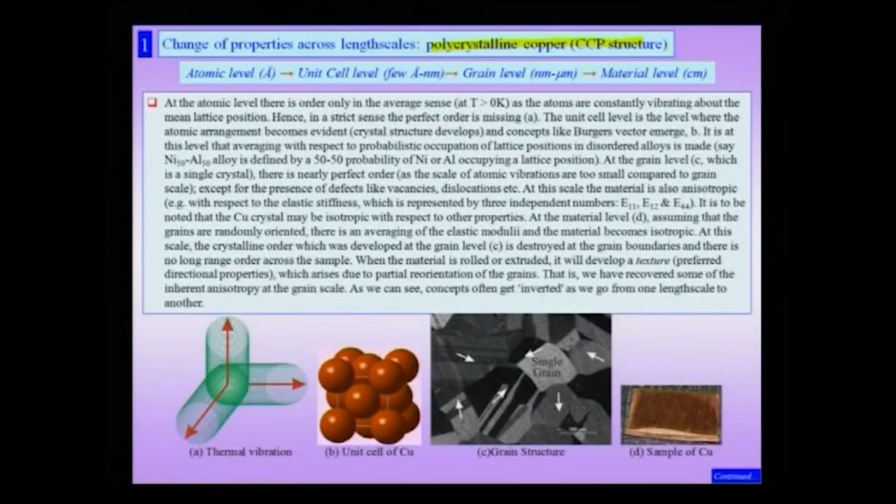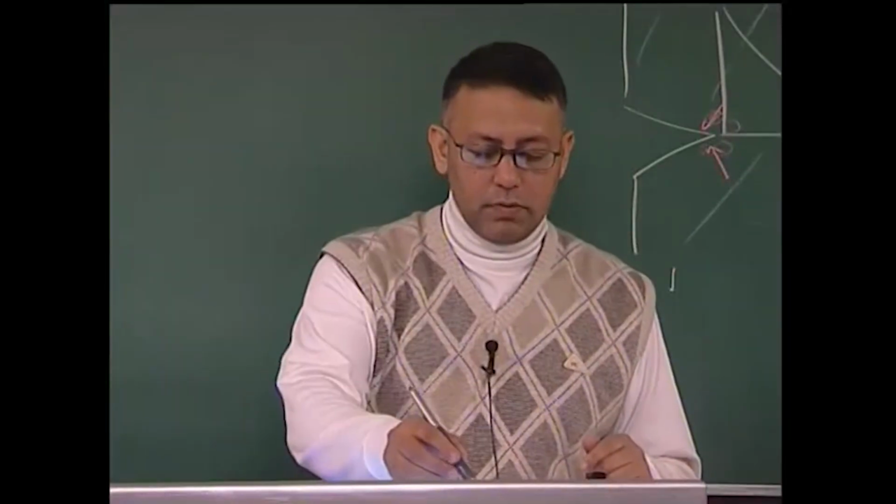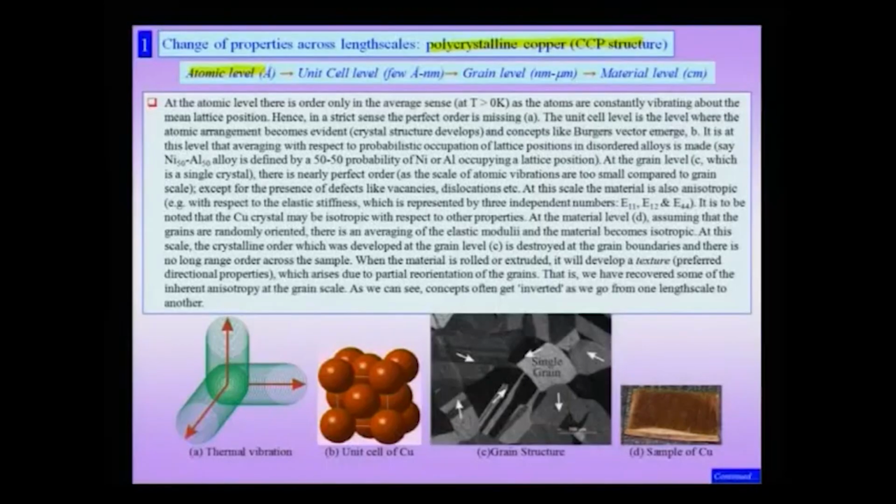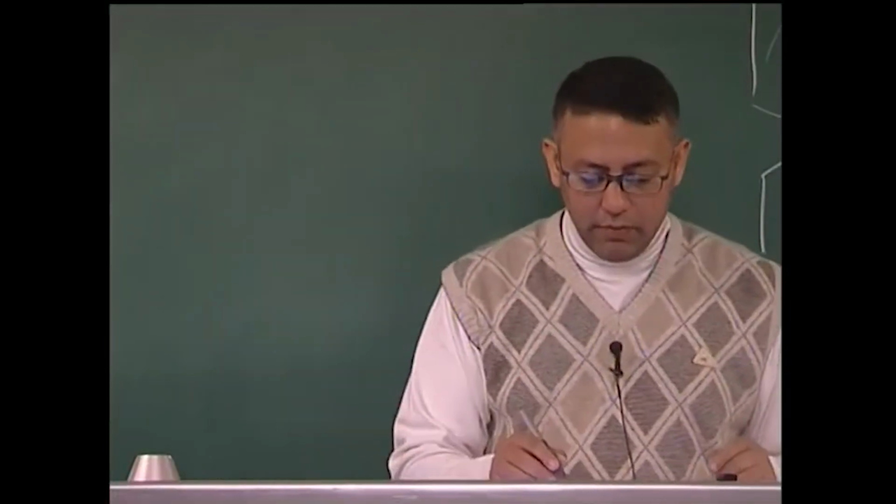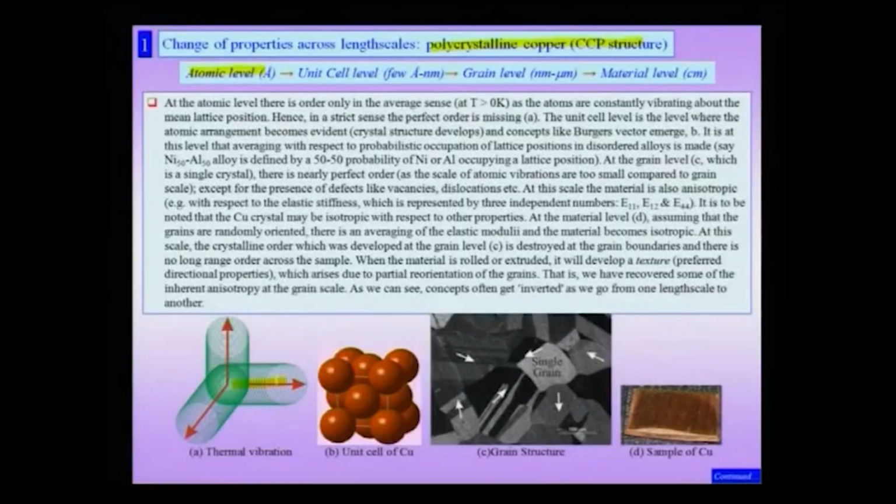So, what is the first length scale I need to talk about in the case of a copper polycrystal? The first length scale is of course the atomic length scale, and if you note, at the atomic length scale the important thing is that at any finite temperature atoms are actually vibrating, they are not stationary. That means there is a lot of disorder at the fundamental atomic length scale. Therefore, at the atomic level there is order only in the average sense at any temperature, and typically we are always talking about temperatures greater than 0 Kelvin.